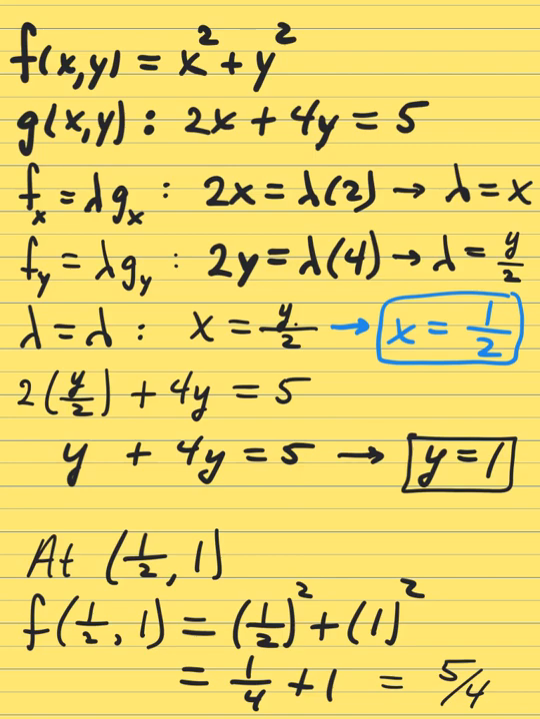And so we have optimized our two variable function at the point 1/2 and 1. We have minimized the function at a value of 5/4.